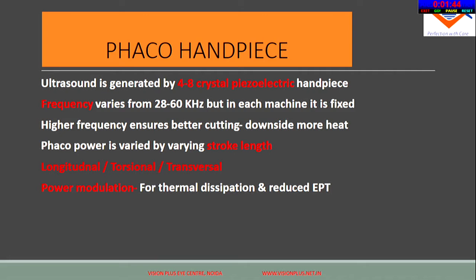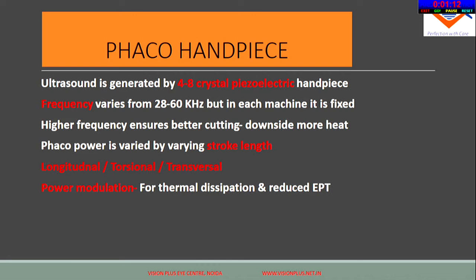Then coming to the handpiece, which is actually the heart. As we know, PHACO is basically a reverse piezoelectric phenomenon, and the frequency is machine-based. Each machine has a fixed frequency, which can vary from 28 to 60 kilohertz. The lower the frequency, the lesser is the heat generation. The higher the frequency, the better is the cutting power, but the downside is that more heat is generated. The PHACO power can be varied, which depends on the stroke length.